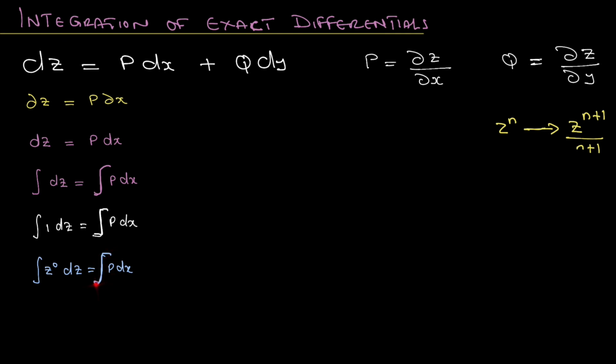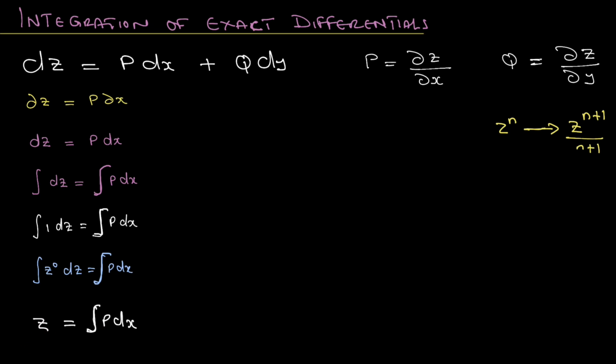So that's an integration sign. And to integrate that, z to power 0, this is the integration process. n is 0, so I put z to power 0 plus 1, that's 1, over 0 plus 1, that's 1. So the answer will be z. So we get z equal to the integral of p dx. So that's one way of solving this, and that's how you find z.